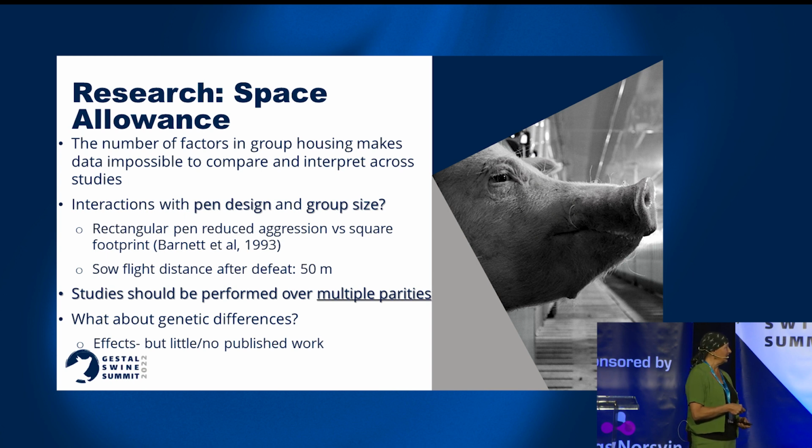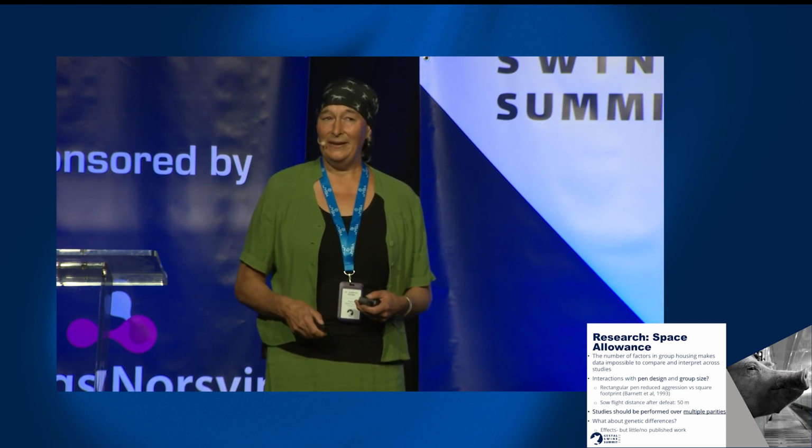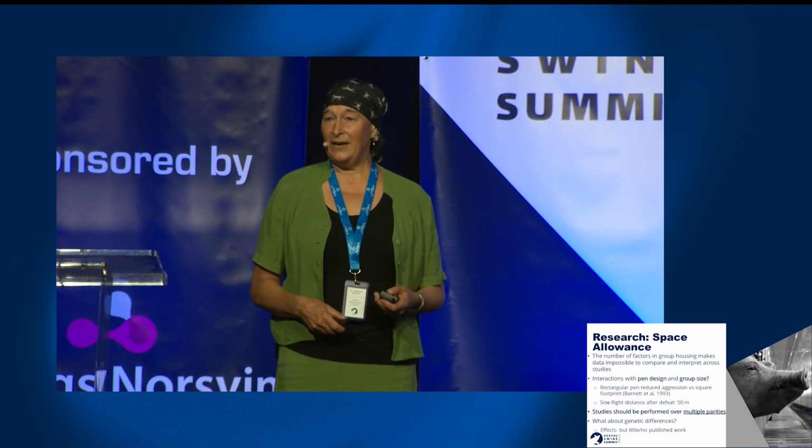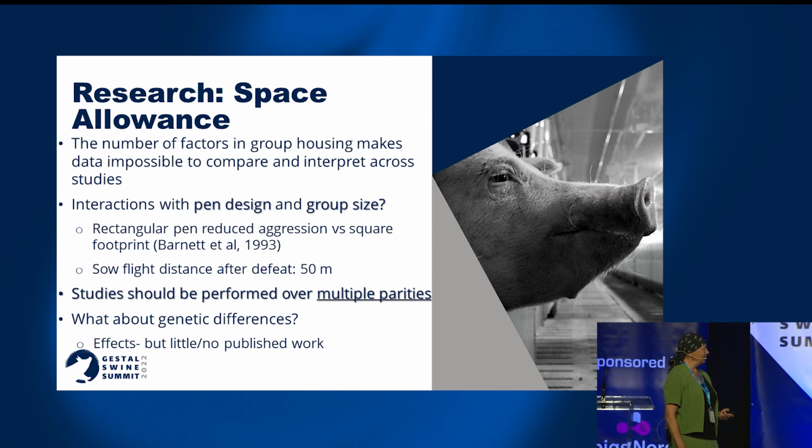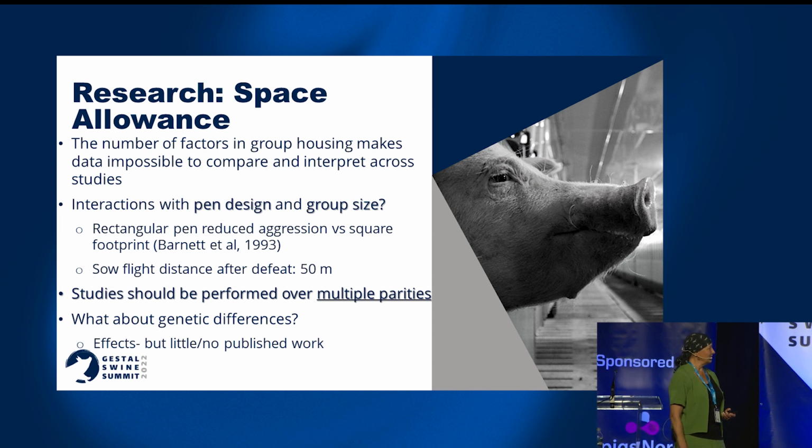So looking at pen design specifically, we have an Australian study by Barnett. They had a rectangular pen versus a square pen, and clearly showed that aggression was reduced in the rectangular pen. And again, this goes back to that flight distance. In a rectangular pen there's a longer longitudinal distance, so sows can get away from each other. A more recent study showed that flight distance after defeat is roughly 50 meters if you can get that far away, or say get around the corner. If you have obstructions in the pen, you can dampen the aggression. But again, a lot of these studies are complex, and they ideally need to be performed over multiple parities, right? So we don't often have the liberty to follow sows for that length of time in a research study.